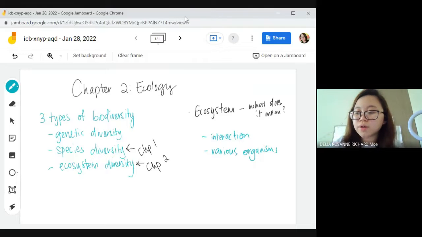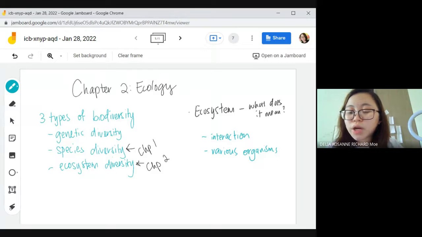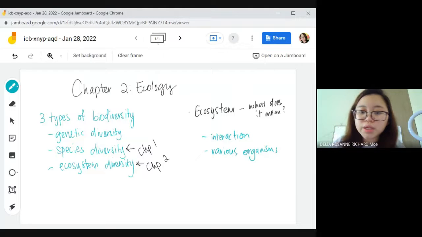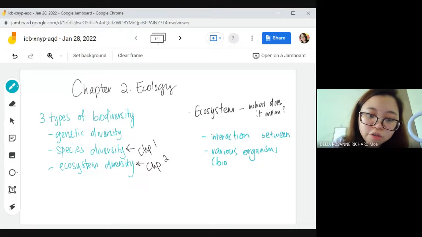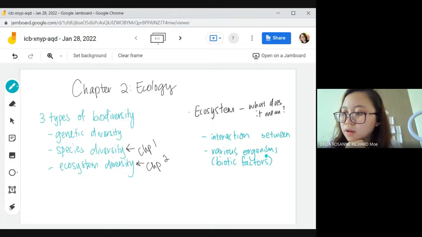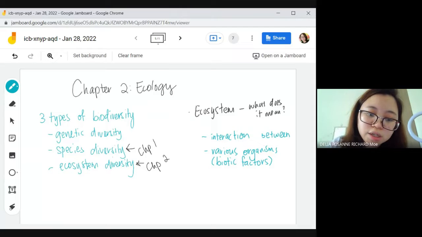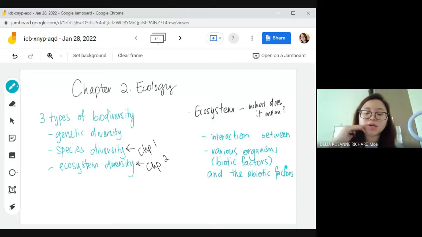So yeah, that's more or less the same as what I said about ecology earlier. So in an ecosystem, we are talking about interaction between these various organisms or biotic factors or living things, between the various organisms and the abiotic factors in their environment. So it is about how they interact between other living things and with non-living things. So that is part of ecosystem.